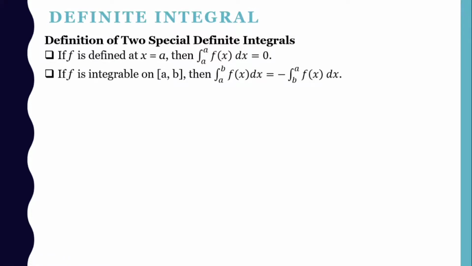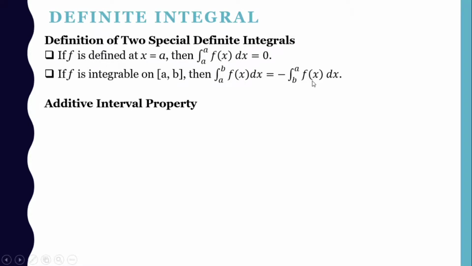Second, if the function is integrable, or if the integral exists on [a, b], then the integral of f of x dx from a to b is the same as the negative of the integral of f of x dx from b to a. In other words, if you interchange the lower and upper limit of the integral, your answer will be the negation, or negative, of your original answer.